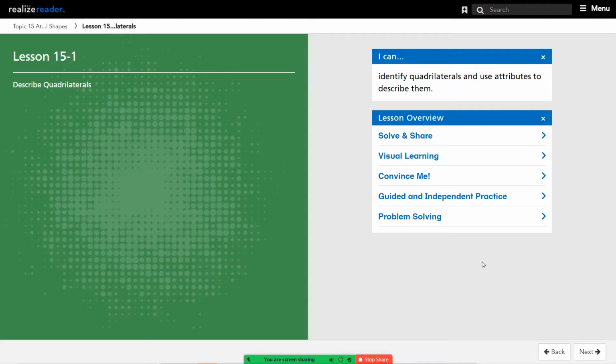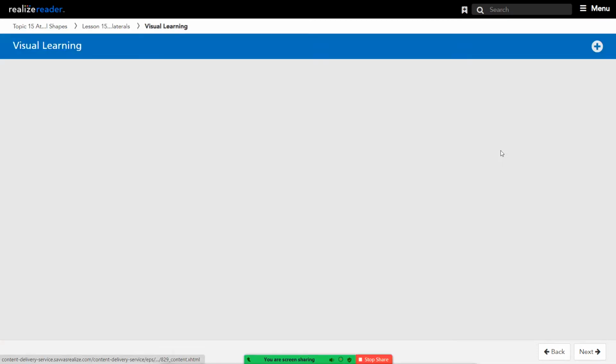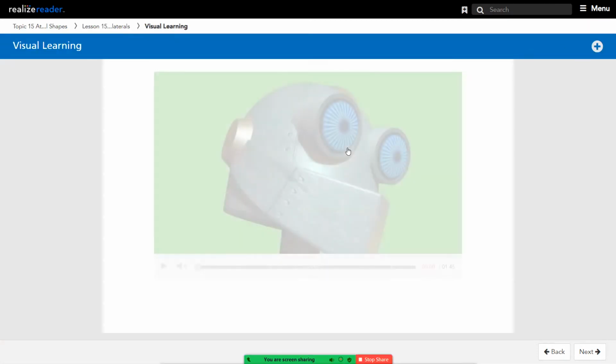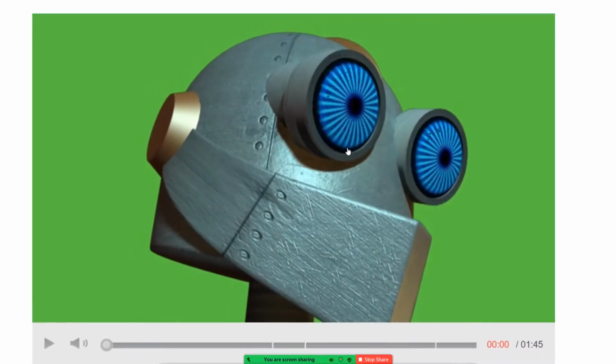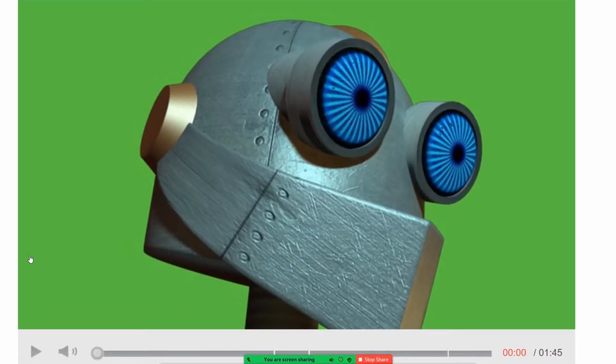Our first lesson for 15-1 is going to focus on quadrilaterals. A quadrilateral is just a fancy way of saying a four-sided closed shape. That means none of the sides are open. Let's go ahead and watch our short video lesson, and then we're going to jump into our notes and our guided practice for this lesson together.